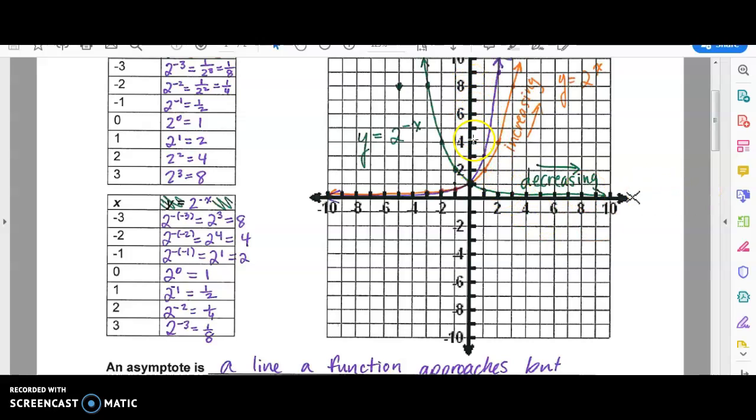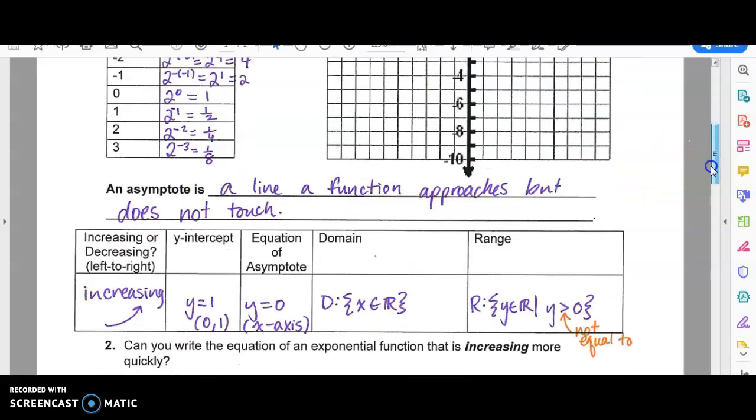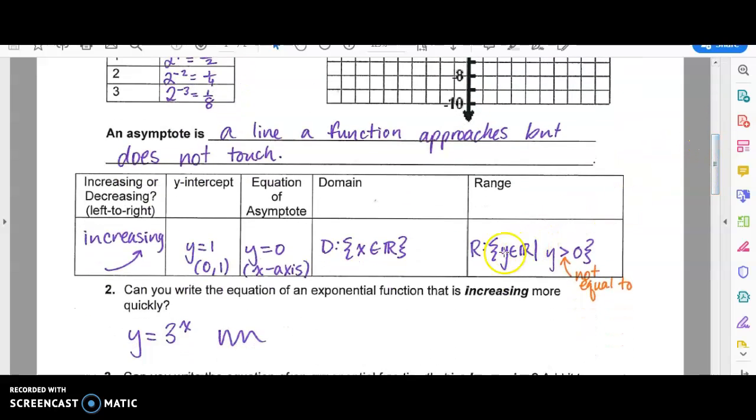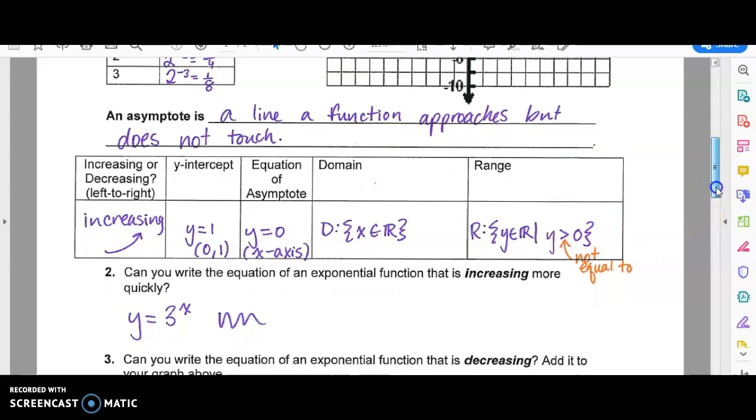So on the y-axis, you can see the y values never go into the negatives, and remember, they never touch 0. So the range then is y is an element of all real numbers such that y is greater than 0, but not equal to, right? It never equals 0. So that's why we make sure we write greater than, and we don't put that line underneath to represent equals to.